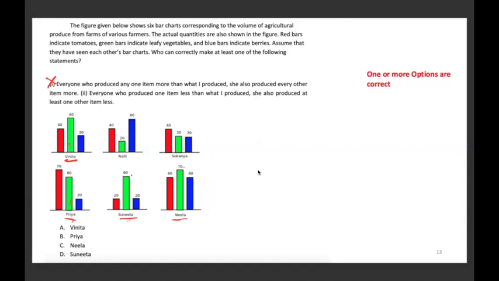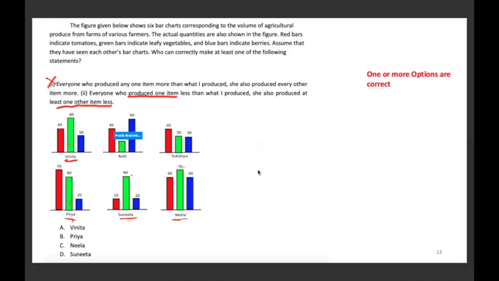Everyone who produces one item less than what I produce, she also produces at least one other item less. So two items are less than me, basically. Okay, we'll start with Vinita. In Vinita's case, I compared Vinita and Neela. Between Vinita and Neela, it will not be one item less, only one item is less, which is leafy vegetables.